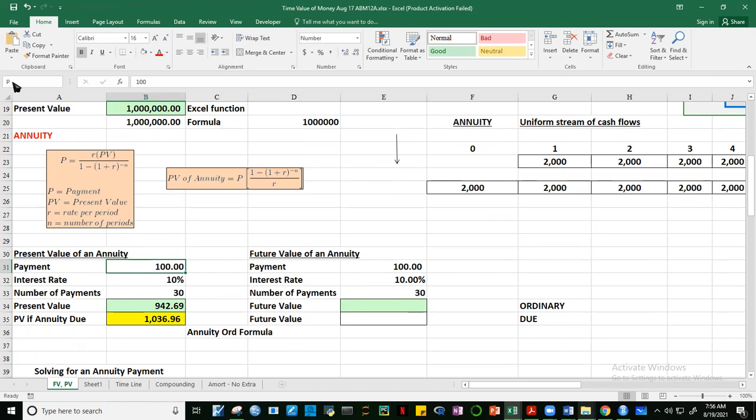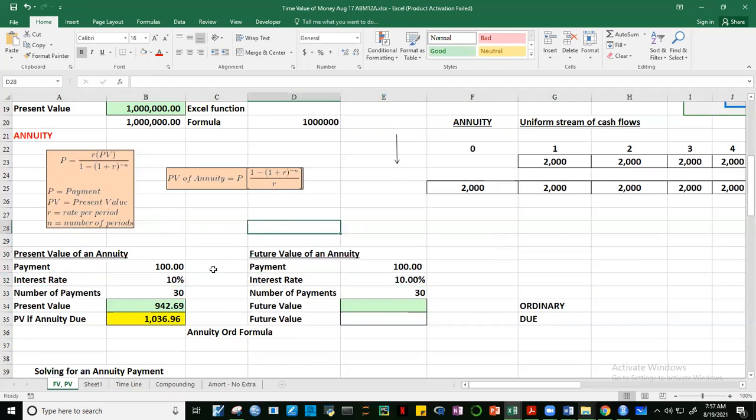Let's give names to the cells. Enter. So this is P. I gave this a name. The 10%, let's give it a name R. You know how to give names to cells, right? Let's call this R.